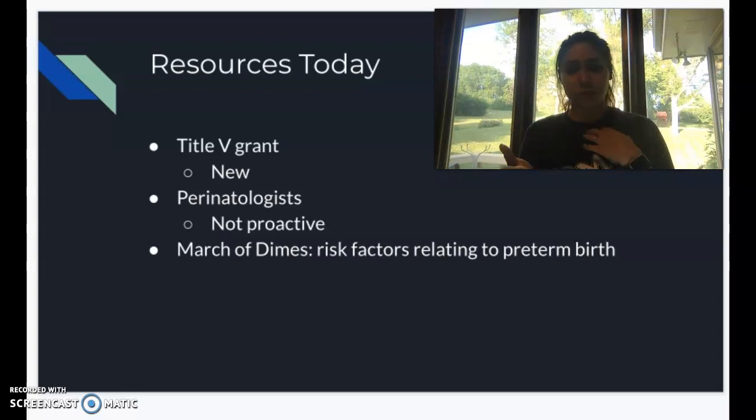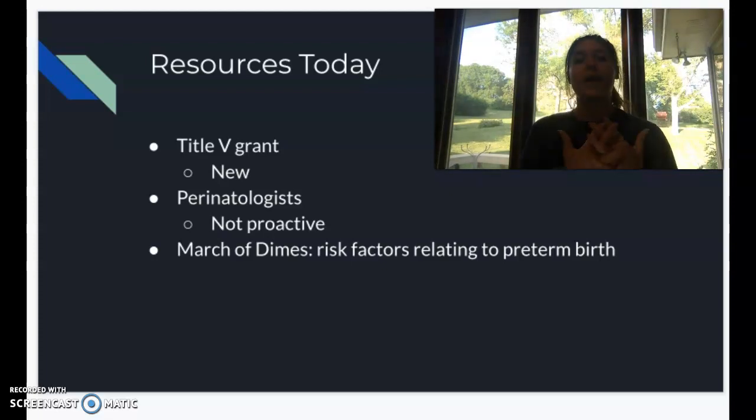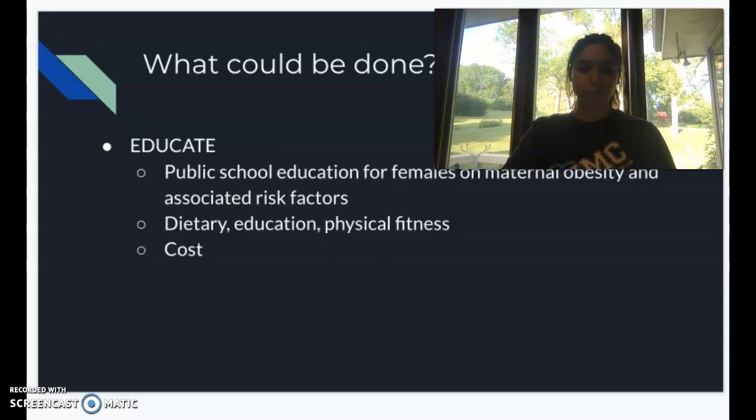In addition to those resources, I also included the March of Dimes just because I use their website a lot to research this problem, because one of the main risk factors for preterm delivery is factors that are associated with maternal obesity. So risk factors relating to preterm birth. There's lots of resources for moms and for babies during those postpartum times. March of Dimes is a great resource that can help moms who might be dealing with preterm deliveries due to maternal obesity.